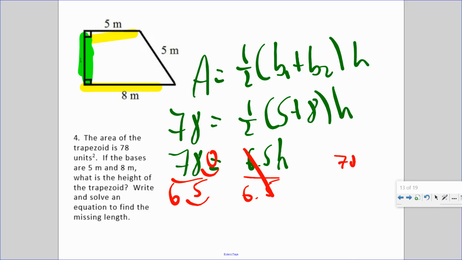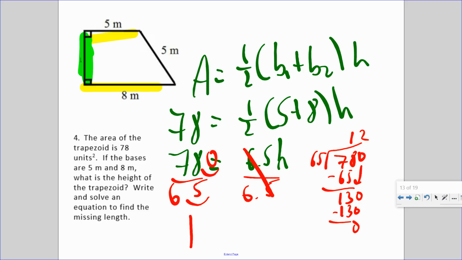So it's really 780 divided by 65. Can 65 go into 78? One time. Remainder is 13. Bring down that 0. How many 65s go in 130? Two times. So the height is 12 meters.